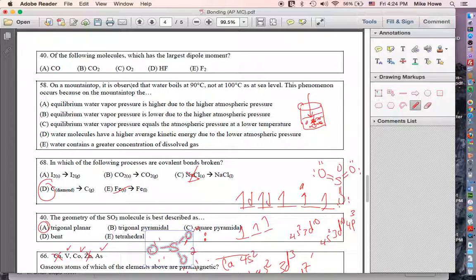Okay, so an equilibrium water vapor pressure is higher due to the higher atmospheric pressure? No. The equilibrium water vapor pressure is lower due to the higher atmospheric pressure? No. The equilibrium water vapor pressure equals the atmospheric pressure at a lower temperature. There's your answer. Because these don't have to be as hot to push on each other as hard as the atmosphere pushes on the surface.